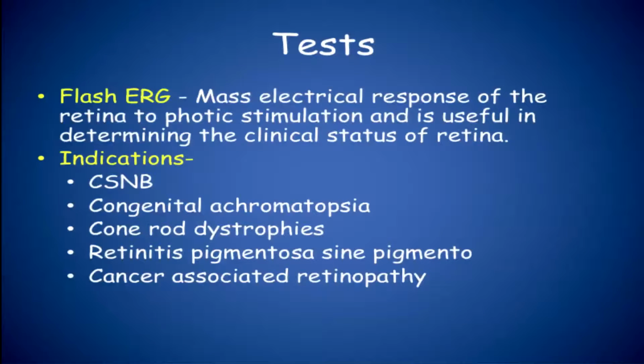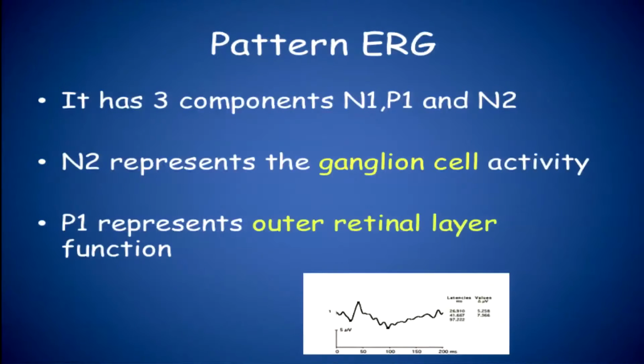So what are the tests which come in electrophysiology and are useful to a neuro-ophthalmologist? Flash ERG. It is the mass electrical response of the retina to photic stimulation and is useful in determining the clinical status of the retina. Now when these patients come to a neuro-ophthalmologist, the fundus is normal and the patient has poor vision. In cases like CSNB, congenital achromatopsia, cone-rod dystrophy, retinitis pigmentosa, sine pigmento, cancer-associated retinopathy, the fundus is normal to a general ophthalmologist and the patient comes to a neuro-ophthalmologist. A simple test like flash ERG can pick up the diagnosis.